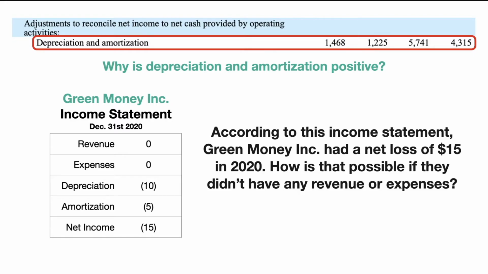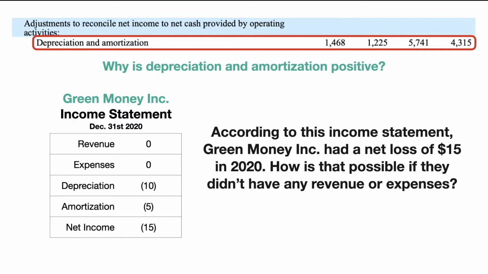If there hasn't been any revenue or expenses generated, how could the company still have lost $15? Well, we know that it's depreciation, but then we still have a problem. Remember that the cash flow statement measures the inflow and outflow of cash, and since we haven't made any money or spent any money, our cash flow should be $0 for the year. But we know that the top line of the cash flow statement is net income, and our net income in this case is negative $15.